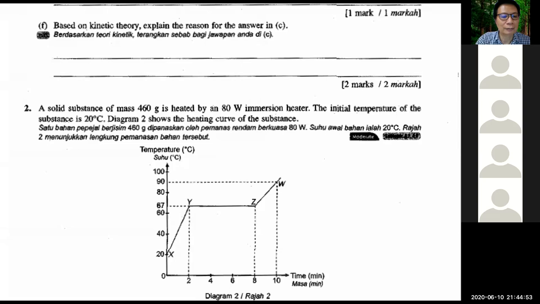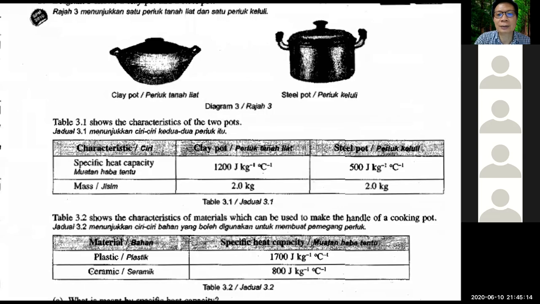Sima. What is the melting point? 90. Here, Ma. This is the melting point. What? 67. Correct, not? 67. Okay. The next.